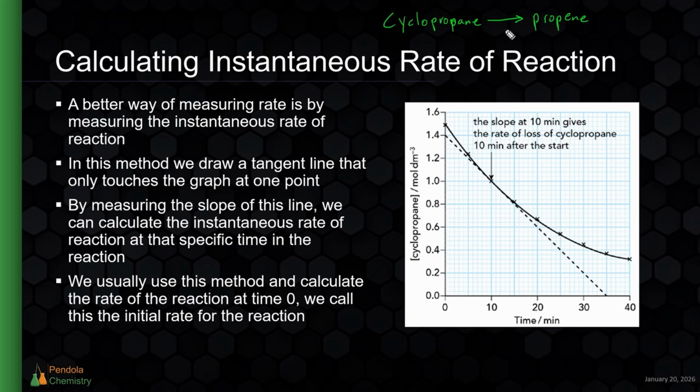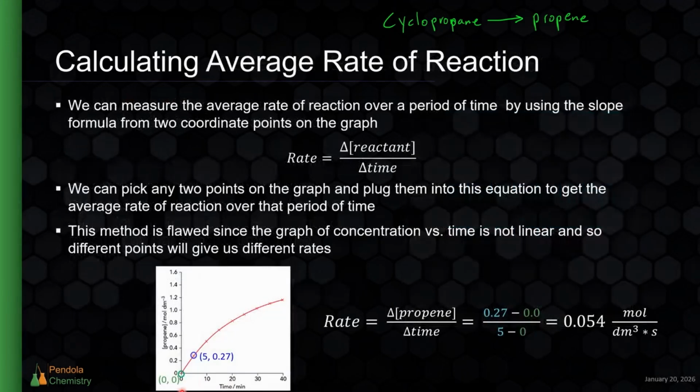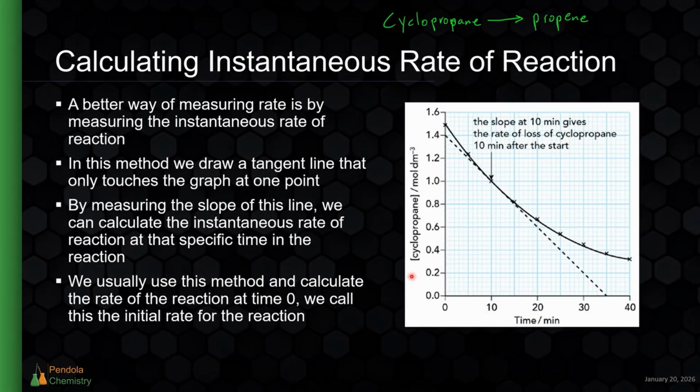Actually, I shouldn't say decomposes, it's an isomerization reaction, but it changes. So it changes to make propene, right? Meaning that the reactant is the cyclopropane, and propene is a product. In the graph we had earlier, the graph has a positive slope because we're looking at the concentration of propene. But here, in this graph, we are not looking at the concentration of propene. We are instead looking at the concentration of cyclopropane, which is a reactant.